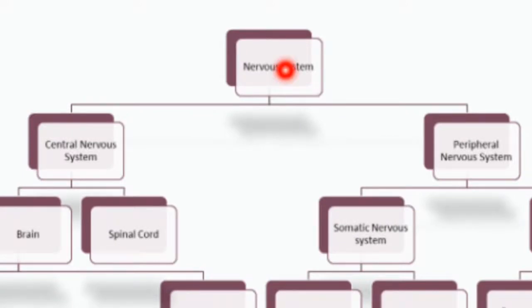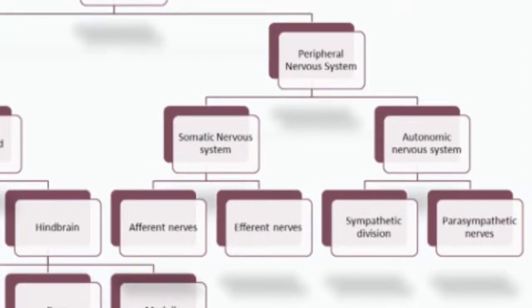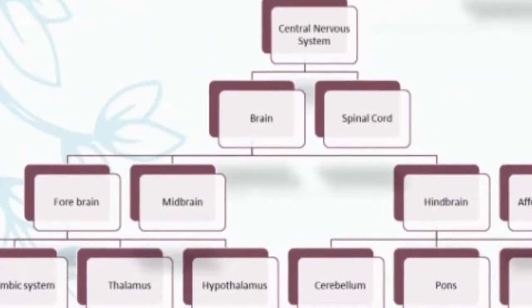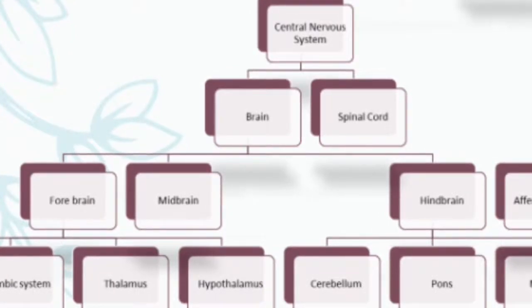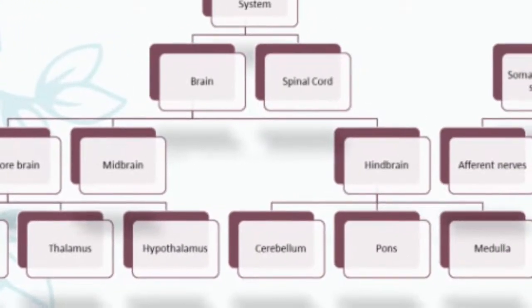The nervous system is divided into the central nervous system and the peripheral nervous system. I have already given a brief discussion on it, but I will repeat it so it will be easy to understand. The peripheral nervous system is divided into the somatic nervous system and the autonomic nervous system. The somatic nervous system is divided into afferent nerves and efferent nerves, whereas the autonomic nervous system is divided into the sympathetic division and the parasympathetic division. The central nervous system is divided into the brain and spinal cord. The brain is divided into forebrain, midbrain, and hindbrain.